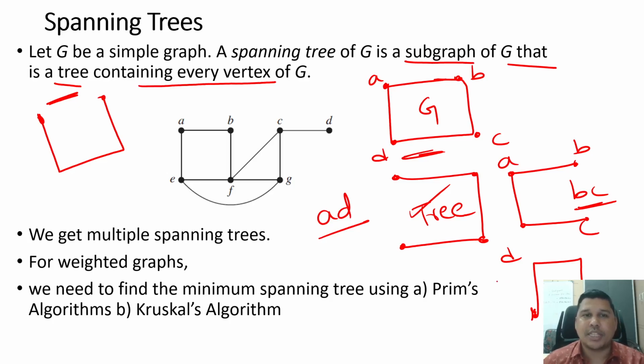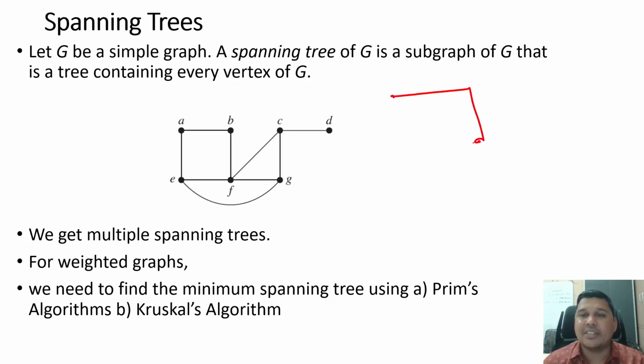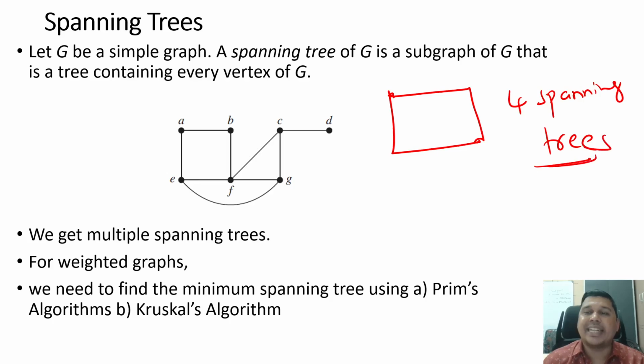So this is one concept. What is a spanning tree? A spanning tree is a subgraph of G having all the vertices and forming a tree. Tree means it should not have any cycles or loops. For that, we have to remove some edges, maintaining all the vertices in that graph. So we got 4 options. If I have a graph like this, I am getting 4 different spanning trees.